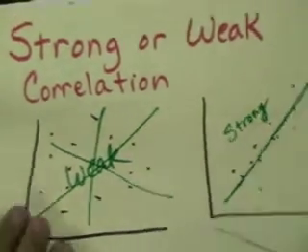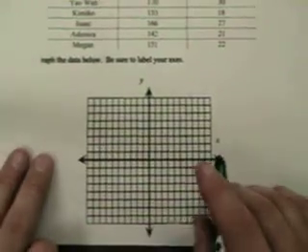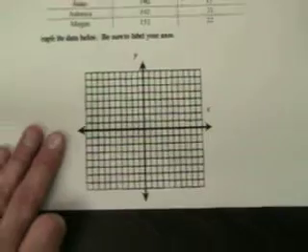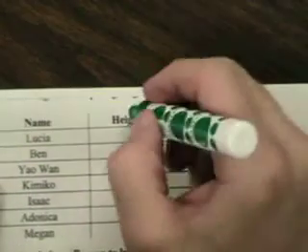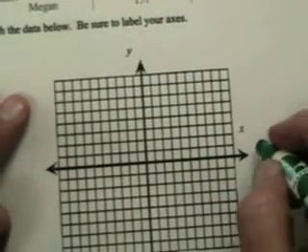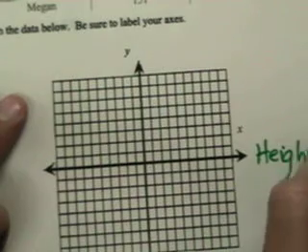Okay, now the problem. We're supposed to plot the points, make a complete graph, and do all those things for the data table. I'm going to try to do that as quickly as I can. When I look at the table, I think that height is going to affect shoe length. So I'm going to make this my independent variable and this my dependent, my x and my y. So I'm going to label that on here. This is going to be height, and this is going to be shoe length.